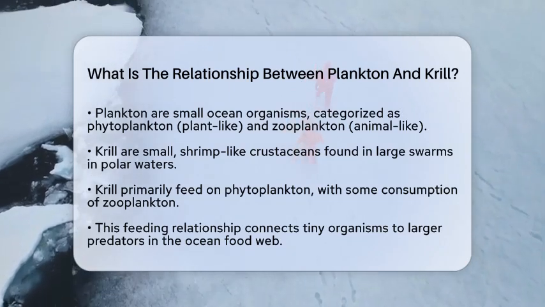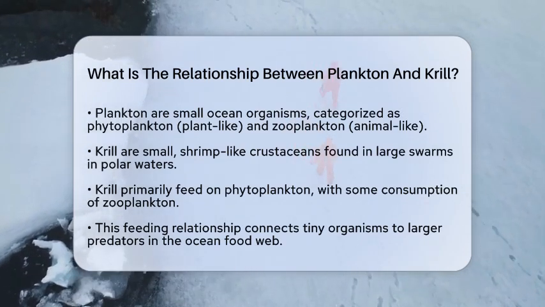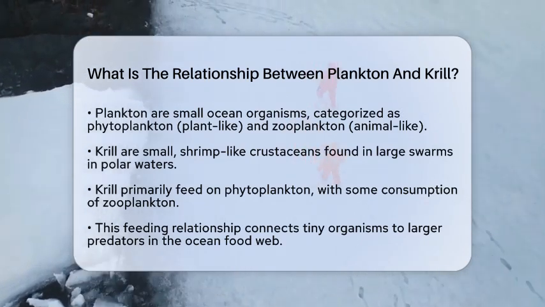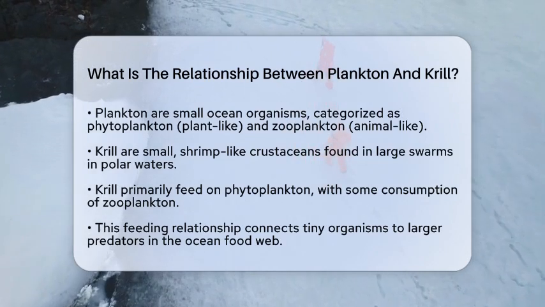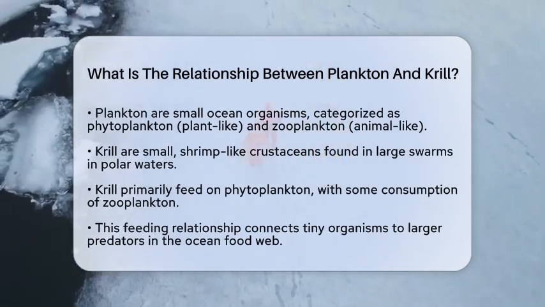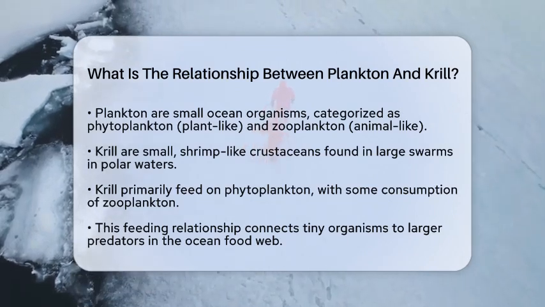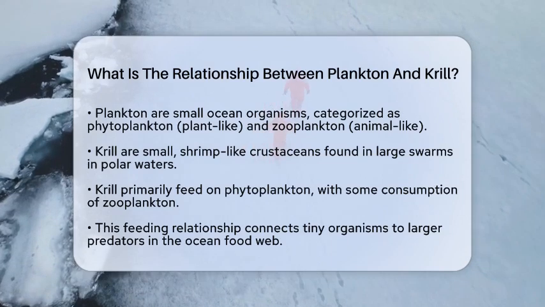Plankton are small organisms that drift in the ocean. They come in two main types: phytoplankton, which are plant-like, and zooplankton, which are animal-like. Krill, on the other hand, are small, shrimp-like crustaceans that live in large groups called swarms. You can find them in the cold waters of the Arctic and Antarctic.